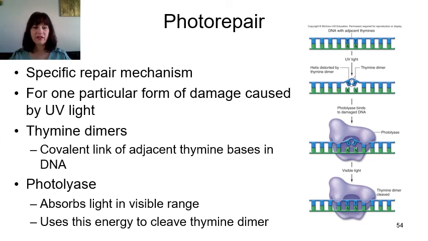So there's an enzyme called photolyase. So this DNA repair enzyme, this is the only type of problem it fixes. It's a specific repair mechanism. It comes in and it will cleave that dimer and help to get those thymines back where they need to be in the correct structure.